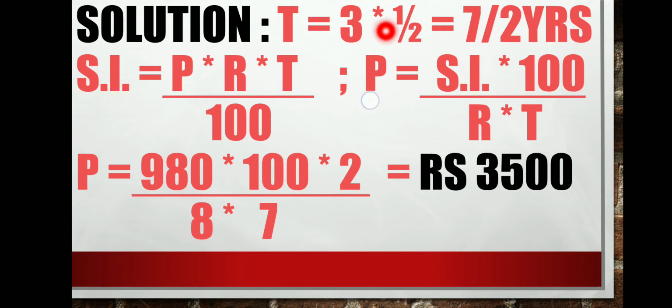Now what we have to find is P. We know that the sub formula of P is P equals to SI into 100 divided by R into T. Now we'll put the value of SI, R and T, and then we'll solve it. 980 into 100 divided by 8 into 7 by 2. And because this 2 is in division and it is reciprocated, 2 comes as numerator, and the principal amount calculated is 3500. Let me calculate this for you.